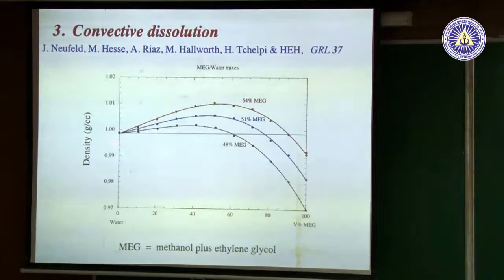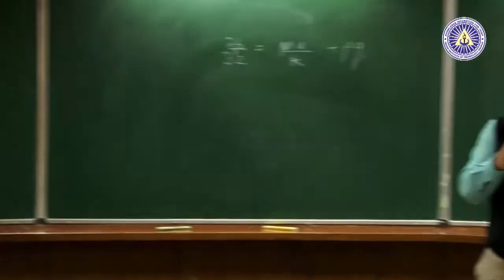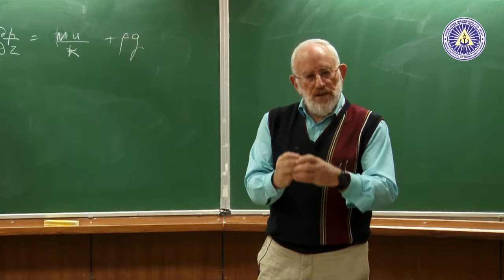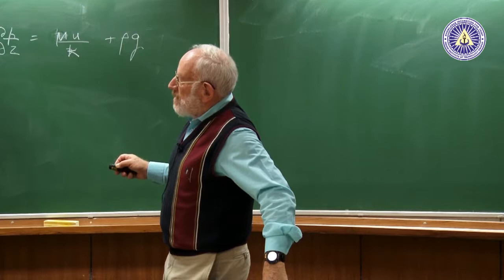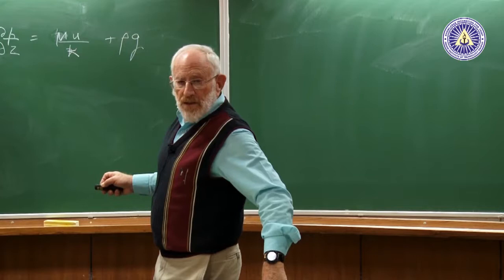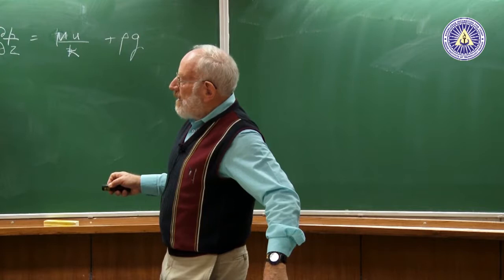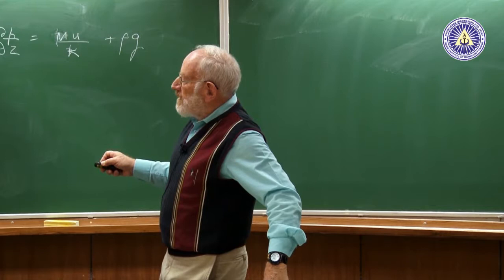I'll explain this, but I'll start again with this. This is an experiment in the lab, taking into account that the carbon dioxide can dissolve a little bit of water to end up with a mixture that's heavier and hence falls down. Well, I never do experiments at 1 kilometer depth or anything like that. So what I did was used a fluid I've used before, which I've called MEG, which is methanol plus ethylene glycol. And you can put different amounts of methanol and ethylene glycol together. This is 54% methanol, 51%, 48% methanol.